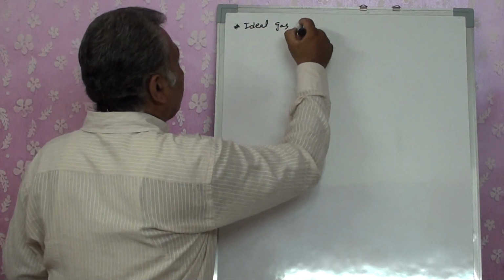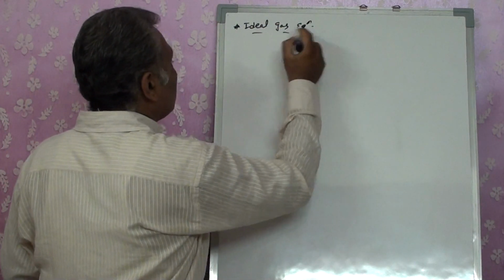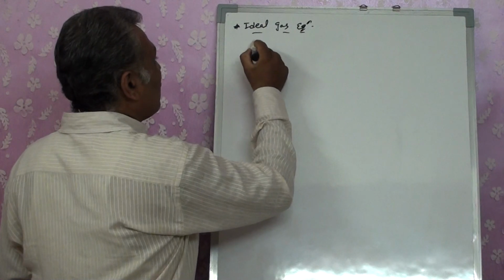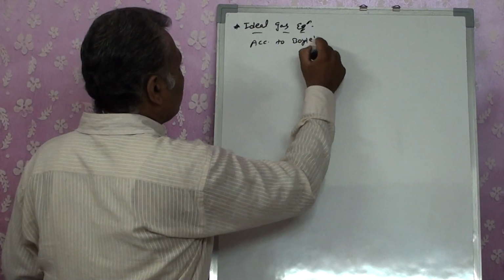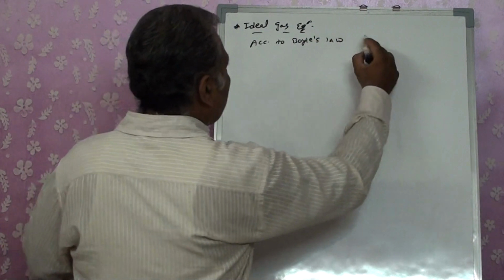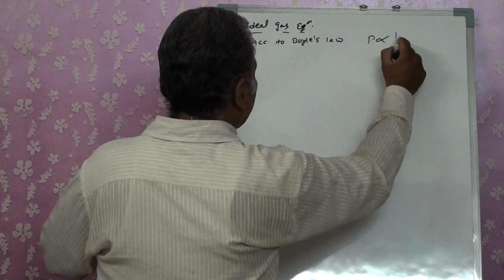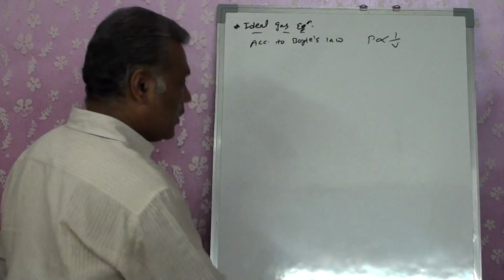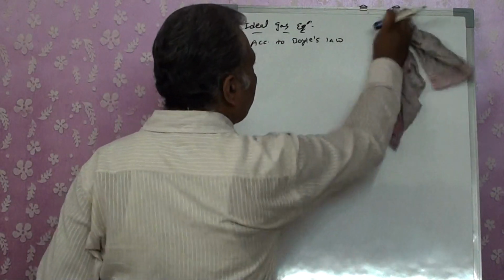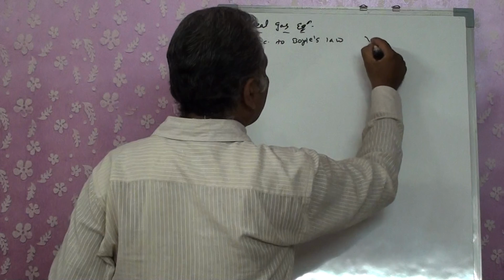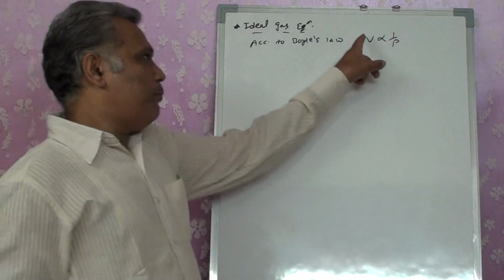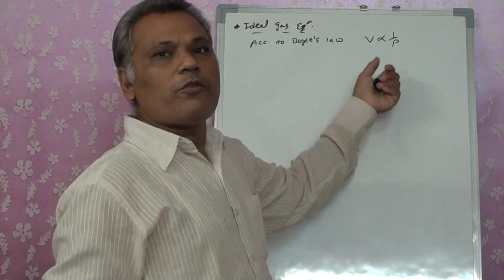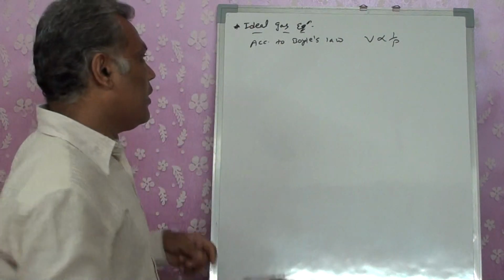Then we want to go for the ideal gas equation. We told it that according to Boyle's law, pressure is inversely proportional to volume. Let us take it in the relation of the volume so that it becomes much easier for us. Volume is inversely proportional to the pressure. P is inversely proportional to 1 by V, or V is equal to 1 by P, right?